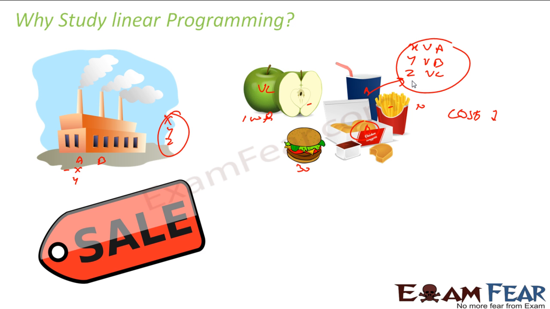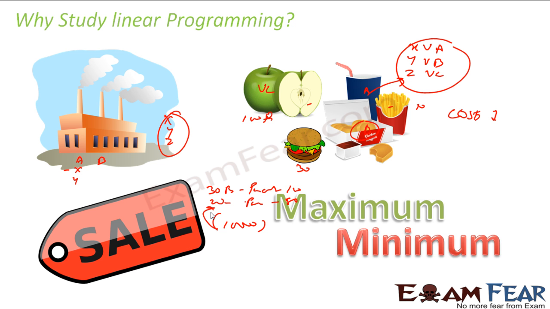In case of sales, we use linear programming a lot. For example, I make 30 rupees profit by selling a pencil and 20 rupees profit by selling a pen, right? But the cost of this is 100 and the cost of this is, let's suppose, 80, right? Then you can invest only 10,000 rupees. Then you have to find how many pencils and pens you have to buy so that you get the maximum profit. All those kinds of problems use linear programming.